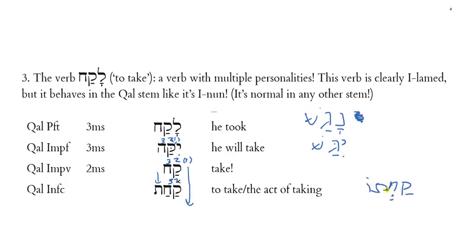Now if I wanted to say his act of taking, it would be qachto, his qachat. Okay, so remember, we get a short vowel, silent shva, bonus tav takes whatever the pronominal suffix is. Laqachto, his act of taking. All right, that is one nun verb morphology.